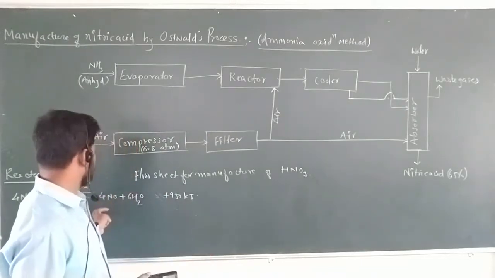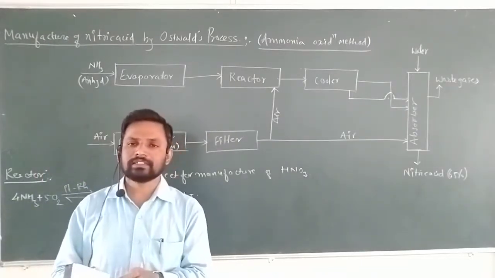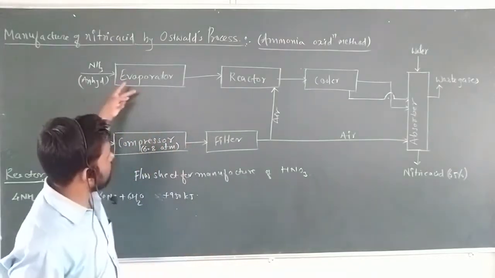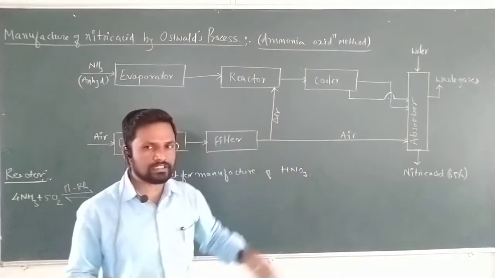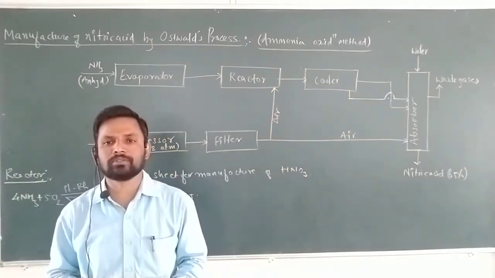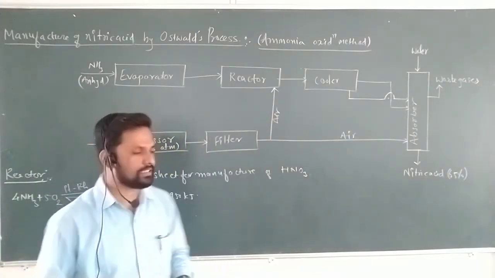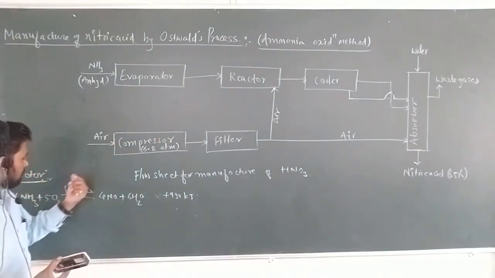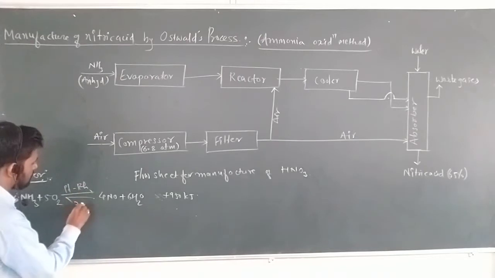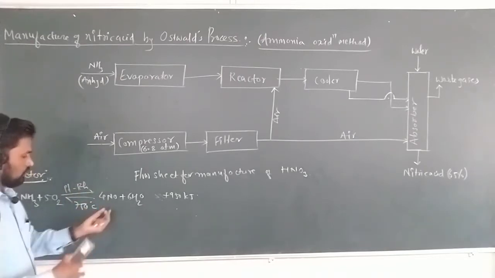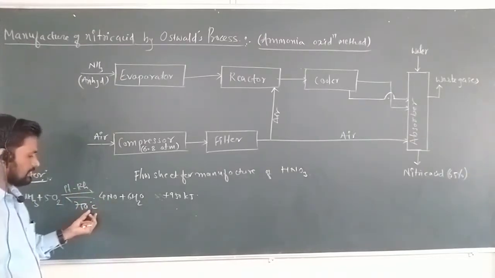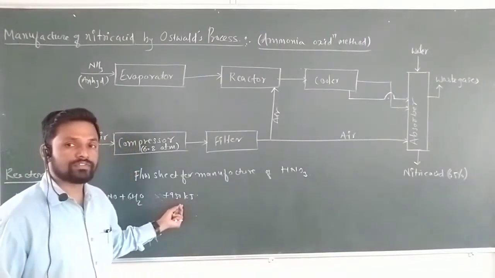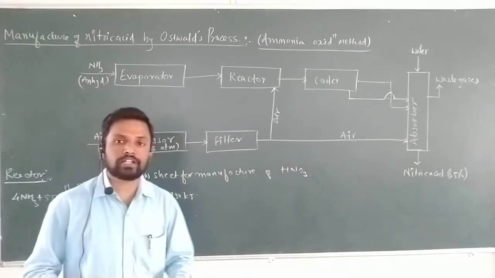Where is the reaction carried out? Platinum and rhodium is the catalyst. The catalyst gauze is situated in the converter, where the ammonia and air pass through the platinum and rhodium gauze, and the reaction takes place. What is the reaction? 4 molecules of ammonia and oxygen in the presence of platinum and rhodium, where the temperature is 750 degrees Celsius, form nitric oxide with evolution of 950 kilojoules of heat, which means it is an exothermic reaction.